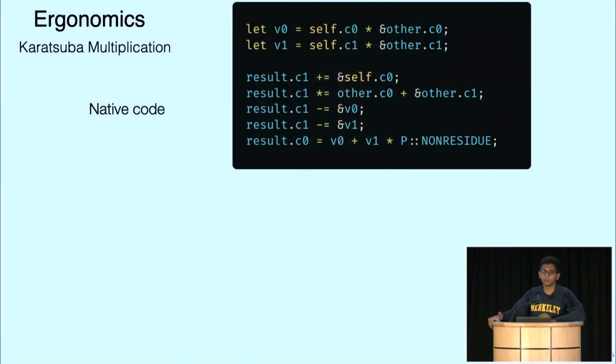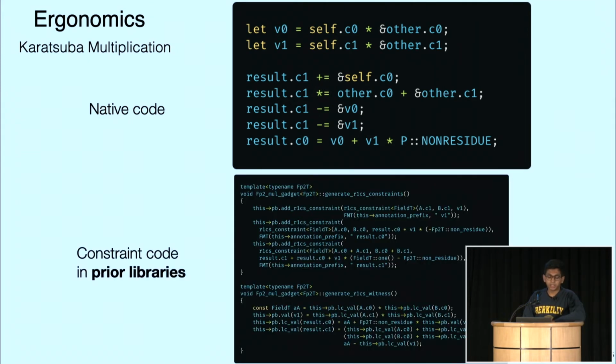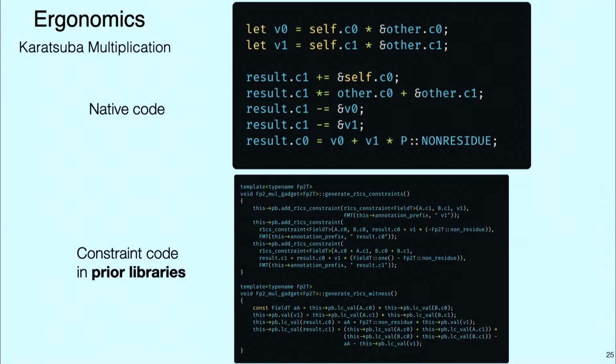At the top, we have a native implementation of Karatsuba multiplication, which is basically a finite field multiplication algorithm. In prior libraries, for example libsnark, this is what the corresponding constraint code would look like, right? It's almost impossible to see what corresponds to what between the two pictures. And again, the auditing would be impossible unless you have somebody very experienced with the depths of libsnark.